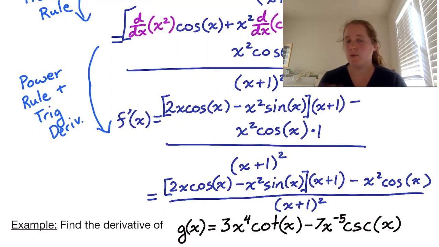Now we could multiply out the stuff in the numerator that requires multiplication and do a little bit of combining like terms, but I'm going to stop at this point. So again, this is a non-simplified version of the derivative, but it is the full derivative. We don't have any more differentiation steps left.